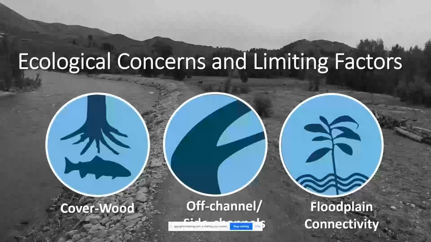The biological strategy ranks peripheral and transitional habitats and increasing instream complexity as number 1 and number 2 priorities in the reach. This project will specifically address floodplain connectivity, off-channel and side channels, and cover in wood.